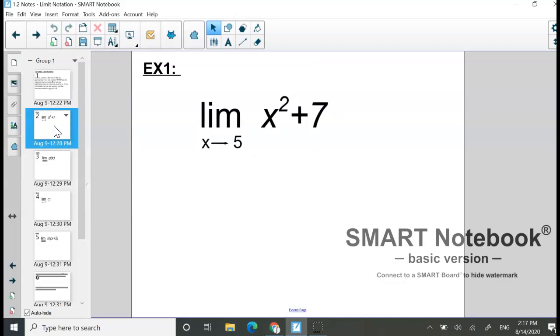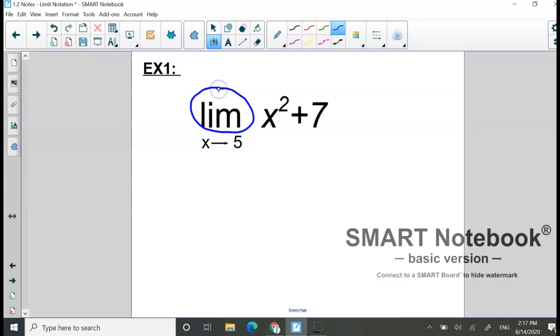So for example 1, I want us to take this limit notation and write it as a sentence. I'm going to point out each part. This lim is the limit of. So when you see the lim, that means the limit of. And what is it the limit of? It's going to be the limit of whatever is right here. So the limit of x squared plus 7.